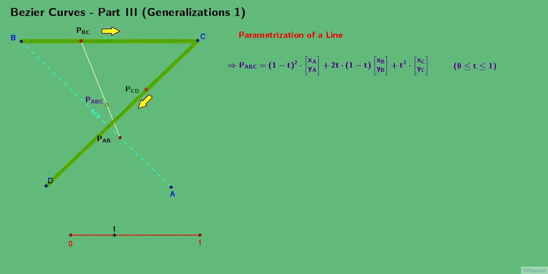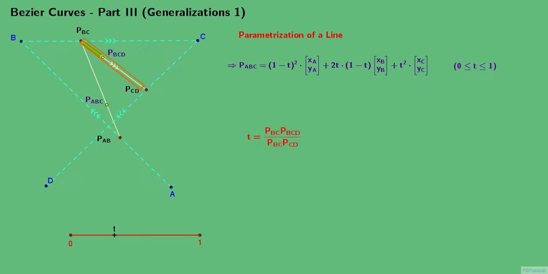We take a point P sub CD between C and D, so that the distance between C and P sub CD divided by the distance between C and D is equal to t. Then connect P sub CD to P sub BC. On this segment, we obtain the point P sub BCD that traces the Bezier curve from B to C to D. And the distance between P sub BC and P sub BCD divided by the distance between P sub BC and P sub CD is also equal to t.